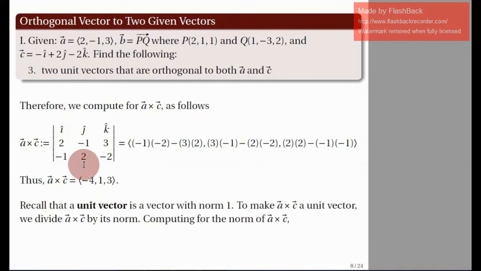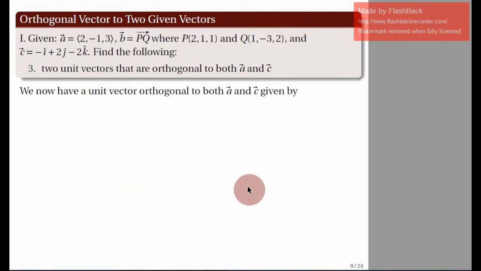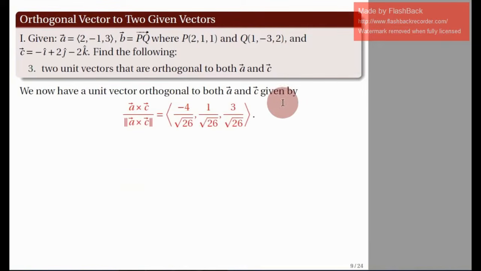So computing for the norm, we have this. We already know how to get the norm. It is just the square root of the sum of the squares. And so we get the square root of 26. And so our vector here is in fact not a unit vector yet, but to change it to become a unit vector, we just divide each of its components by the square root of 26. And so the unit vector orthogonal to both vector A and vector C is given by this vector.